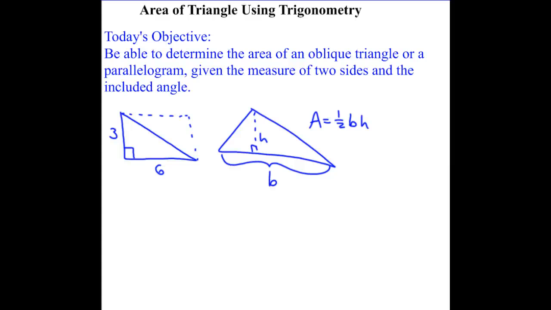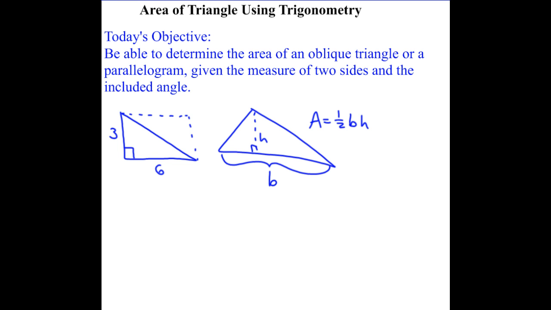In this recording, we're going to figure out how to find the area of a triangle using trigonometry. As the objective says, we're going to try to find the area of an oblique triangle. That means a triangle that doesn't have a right angle, or for which we don't know the height.